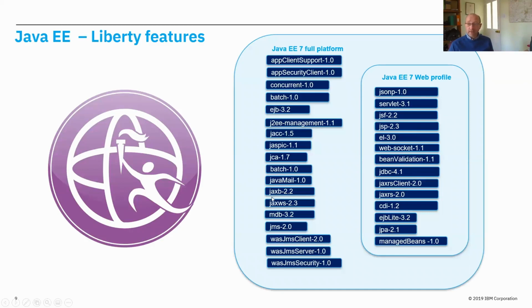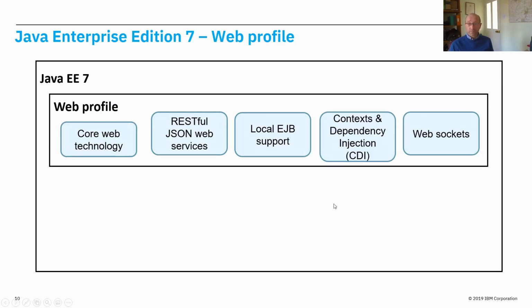So very easy to configure and very pluggable. Each of these can be configured, and Liberty will manage the dependencies between the components, and will tell you if you've got it wrong if you choose components from different versions of Java EE, for instance. So if you look at Java EE web profile, we have the core web technology, servlets and JSPs. We have the RESTful JSON-based web services like JAX-RS, which is very popular nowadays for creating APIs and API enablement. We have local EJB support in there as well for local EJBs.